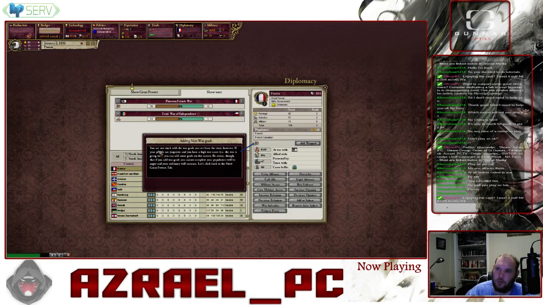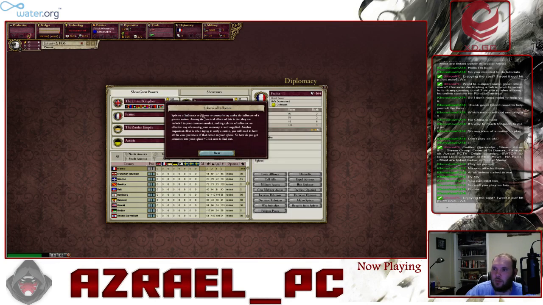Adding new war goals. You are not stuck with the war goals you set from the start. However, if your people are jingoistic and you have a high war score, the war is going well, you can add more goals on the screen. Be aware, though, that if you add war goals you cannot complete, your population will be angry and your militancy will increase. Let's click back.